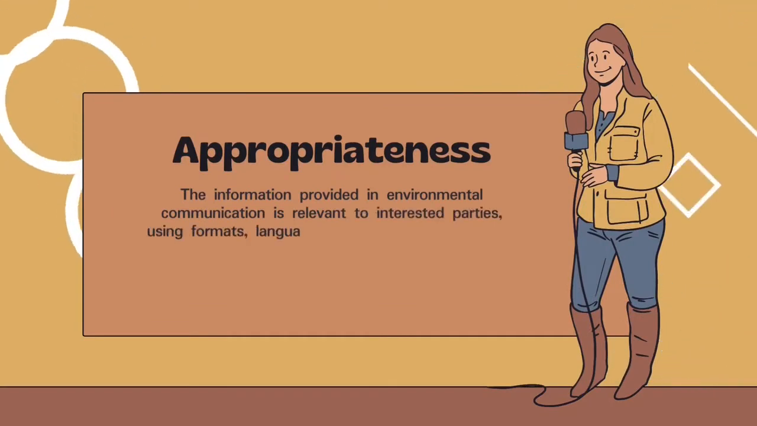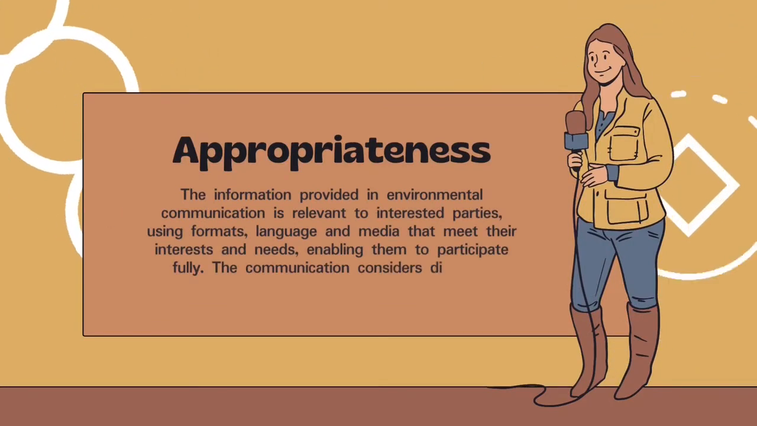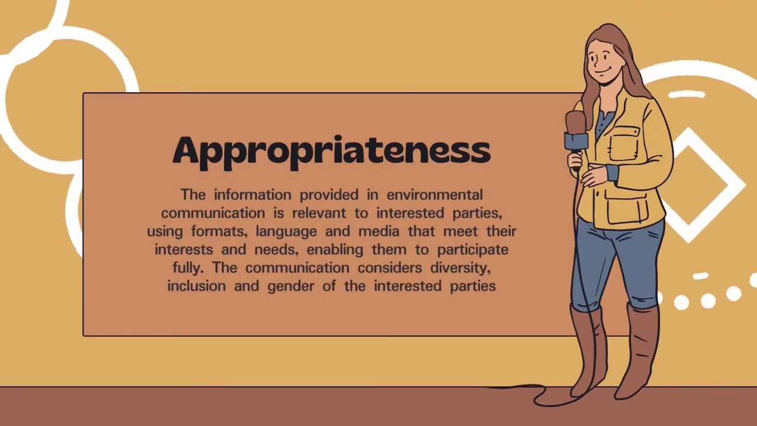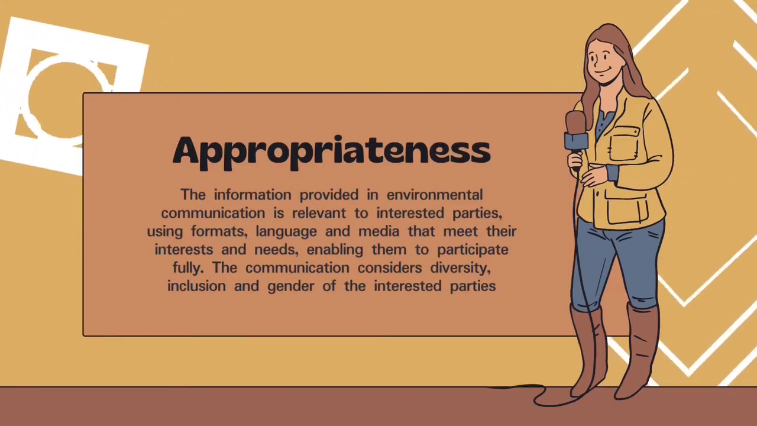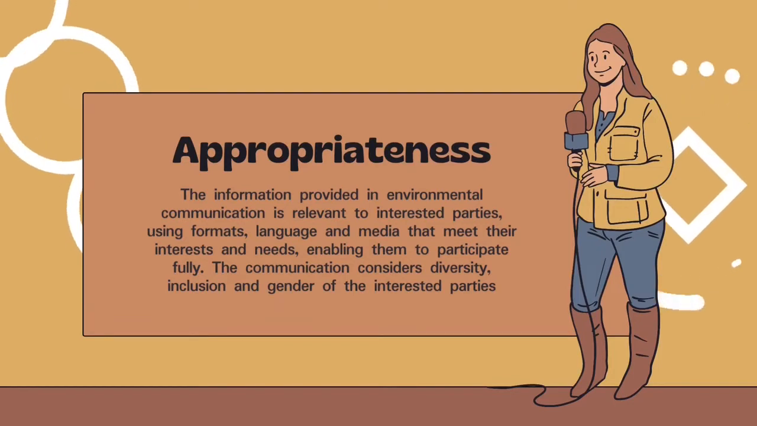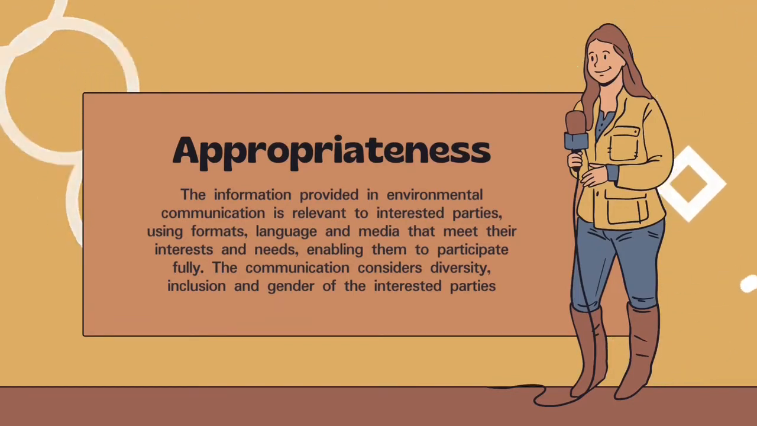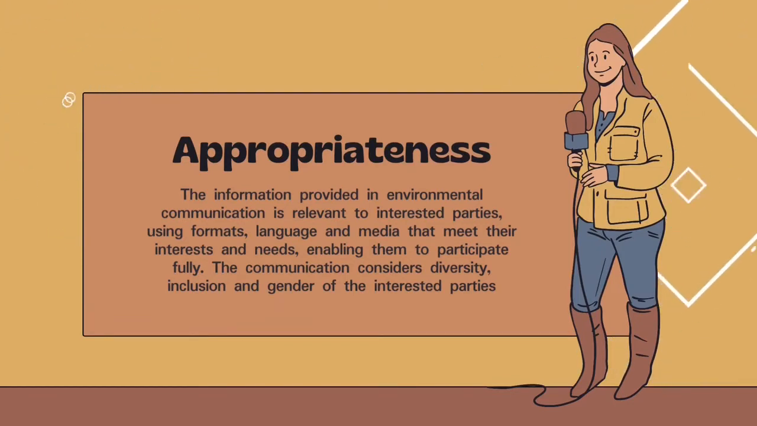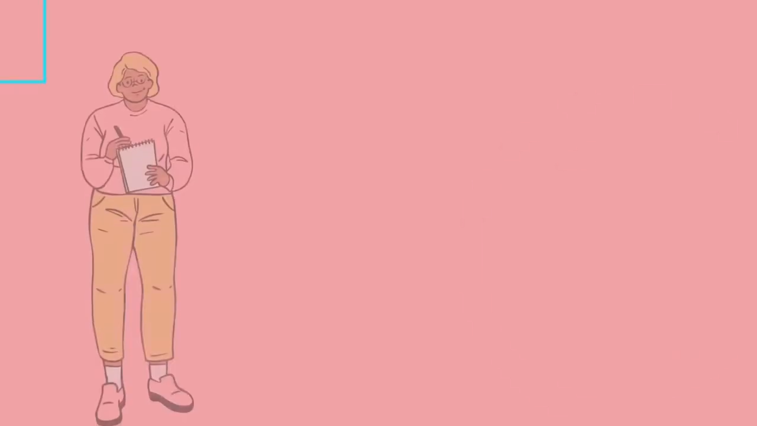Appropriateness. The information provided in environmental communication is relevant to interested parties, using formats, language, and media that meet their interests and needs, enabling them to participate fully. The communication considers diversity, inclusion, and gender of the interested parties.